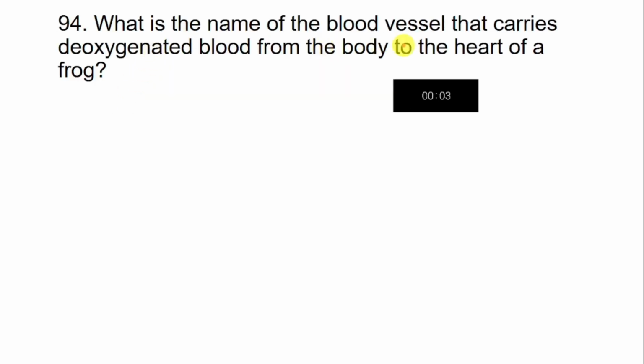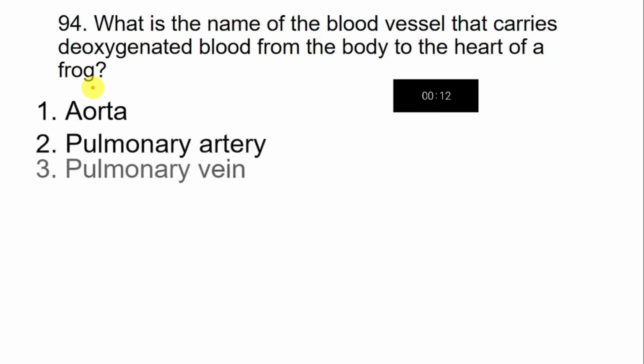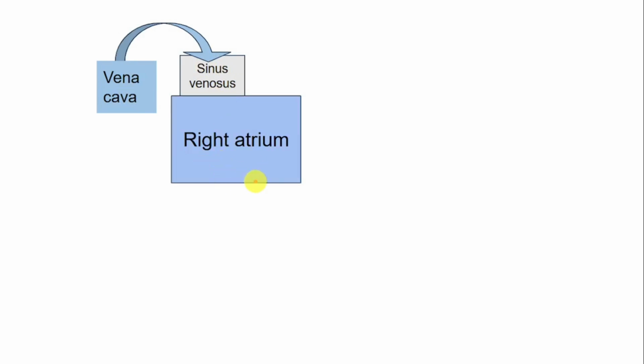What is the name of the blood vessel that carries deoxygenated blood from the body to the heart of a frog? So deoxygenated blood is usually carried by vena cava, and the same name is given in the frog system also. So answer is option number 4. The deoxygenated blood is carried by vena cava and it enters through sinus venosus into the right atrium. So the blue color indicates the blood is deoxygenated.